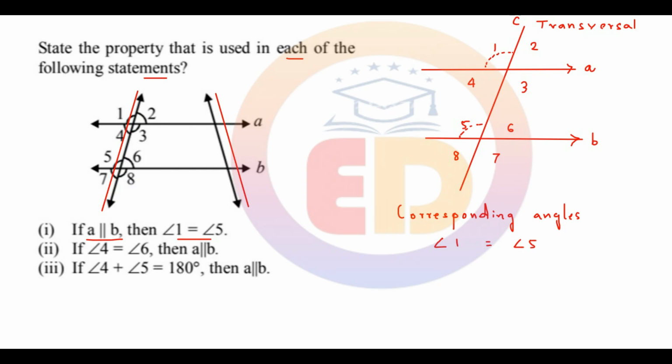For a better understanding, let us also discuss the other corresponding angles. The other pair of corresponding angles will be angle 4 and angle 8. They will be equal. And on the right hand side you can see that angle 2 and angle 6 will also be corresponding angles. They will be equal. And finally angle 3 and angle 7 will also be corresponding angles. They will be equal.